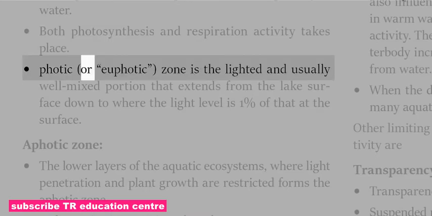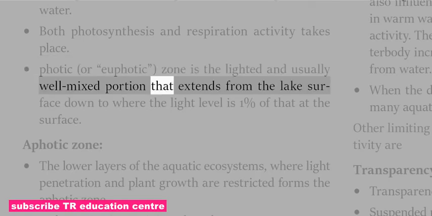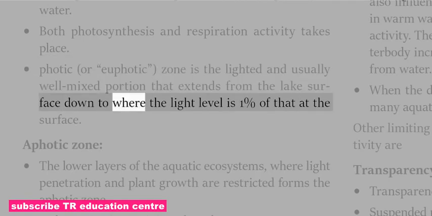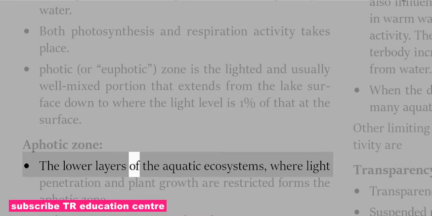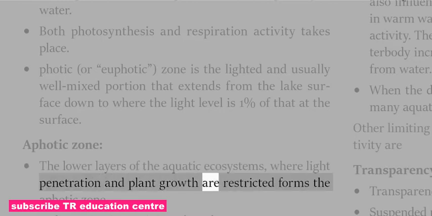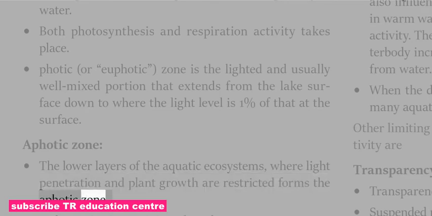The photic, or euphotic, zone is the lighted and usually well-mixed portion that extends from the lake surface down to where the light level is 1% of that at the surface. Aphotic zone: the lower layers of the aquatic ecosystems, where light penetration and plant growth are restricted, form the aphotic zone. Only respiration activity takes place.